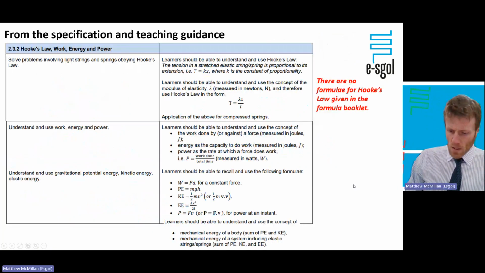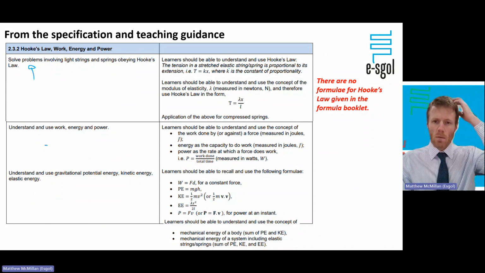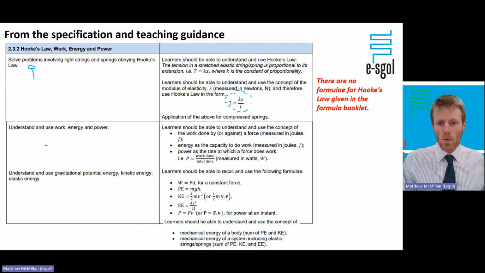Now, if we just go back to the specification, we've looked at this part here, solving some problems involving Hooke's law, and we've dealt with the formula, and we've also thought about the previous situation where we had a compressed spring. Next, what I want to look at is the elastic energy, and the elastic energy formula is here. We just want to have a look at where it's coming from and how to then apply it.